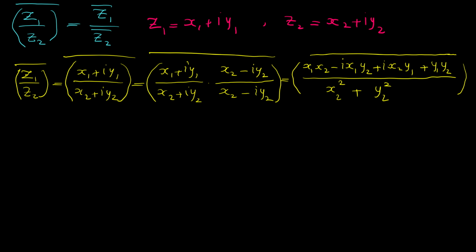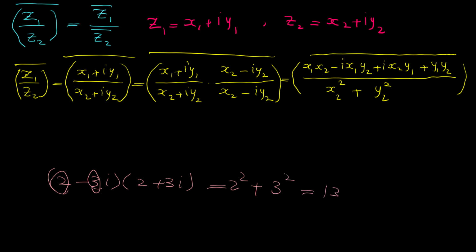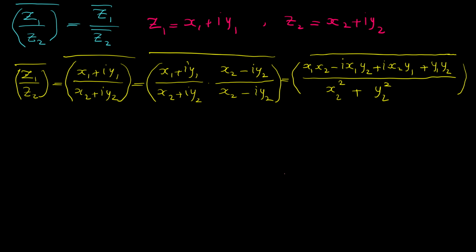For example, suppose in a question you want to calculate what is 2 minus 3i times 2 plus 3i. Don't start multiplying anything. The answer is always real to the 2 plus imaginary to the 2. So the answer is 13. Keep this in your head. It simplifies the process of multiplying two complex numbers. Sometimes, of course, when you multiply a complex number by its conjugate.